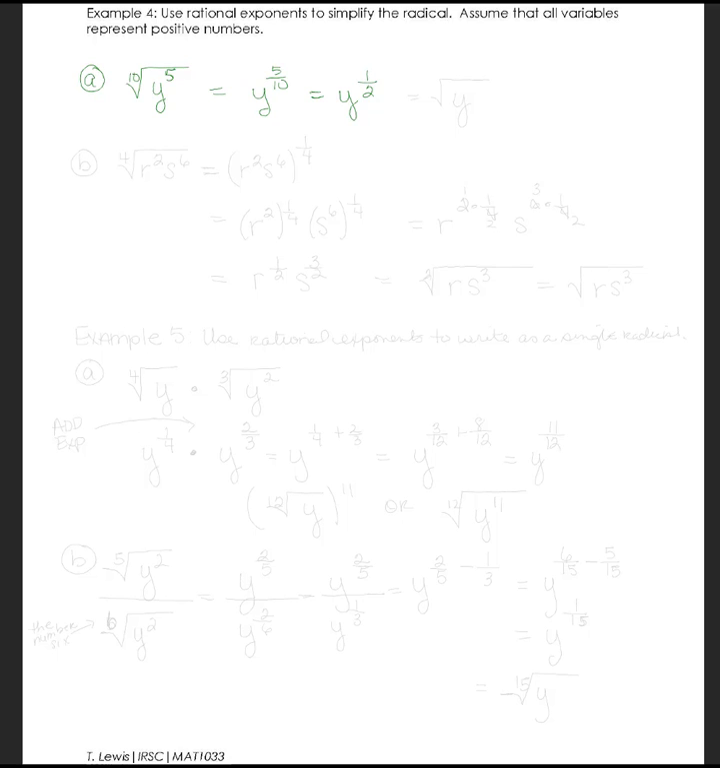Then what I want you to do is to write this answer as a radical now. Remember, your index is the denominator. Your exponent will be what's in the numerator. It's to the first power. There's no need to write 1 there. Okay?